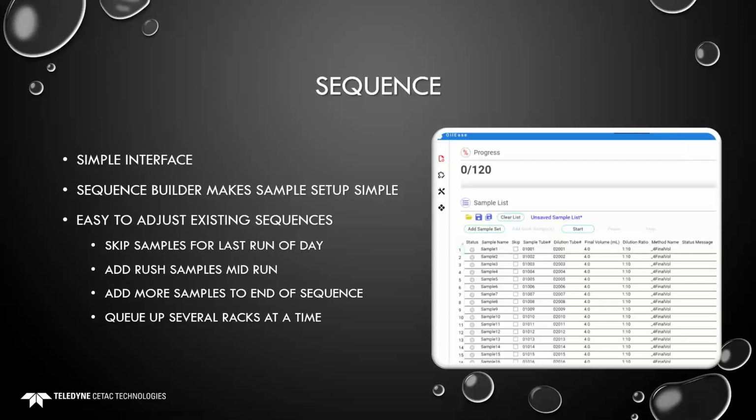You can add more samples to the end of a sequence, kind of the same way. And of course, you can queue up several racks at a time. I think a lot of times people will be running essentially one rack at a time, but if you wanted to really load this thing up and run 240 or 360 samples all in one stretch, you absolutely can.